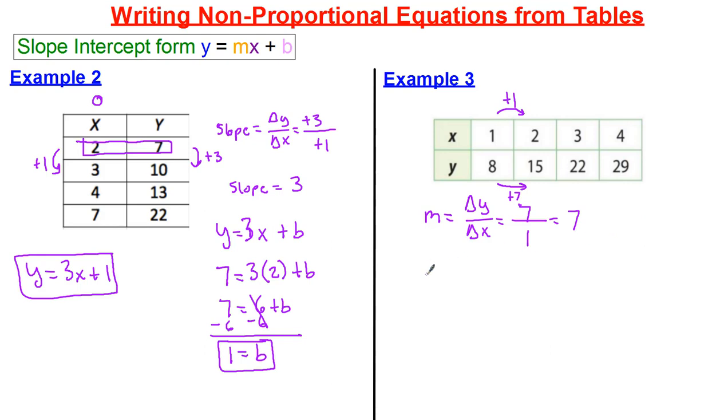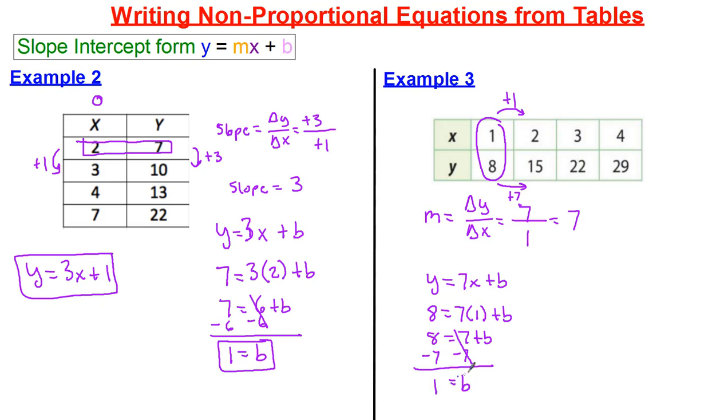Okay? Now let's plug in. Y equals 7x plus b. Let me use this value. It's easier to always use the smaller numbers. So x is 1, y is 8. So 8 equals 7 plus b. I'm going to minus 7 and minus 7. So 8 minus 7 is 1. My b value is once again equal to 1. All right? So we have y equals 7x plus 1.